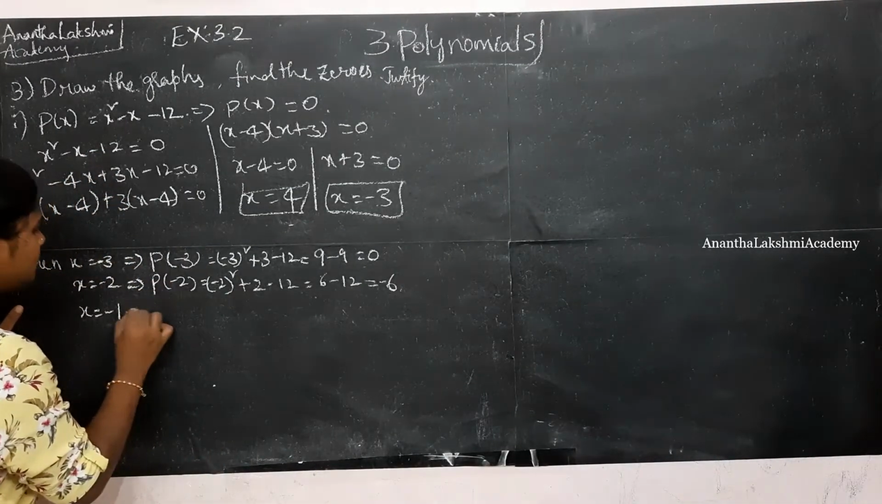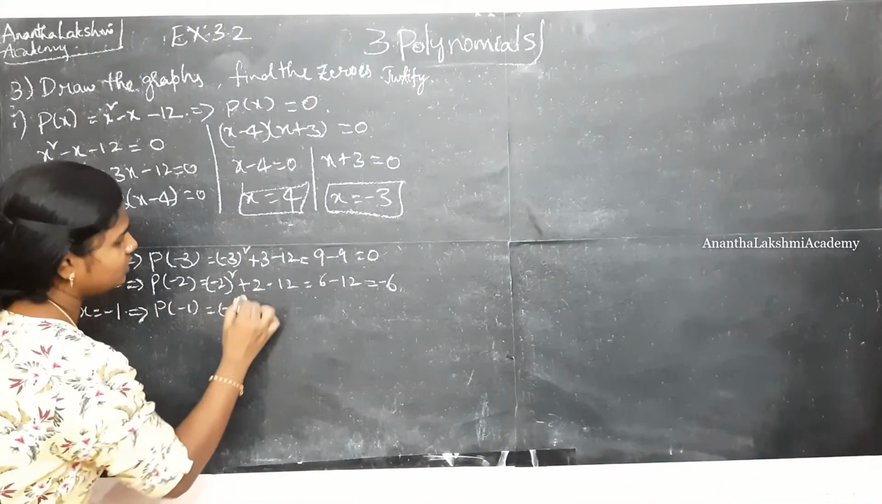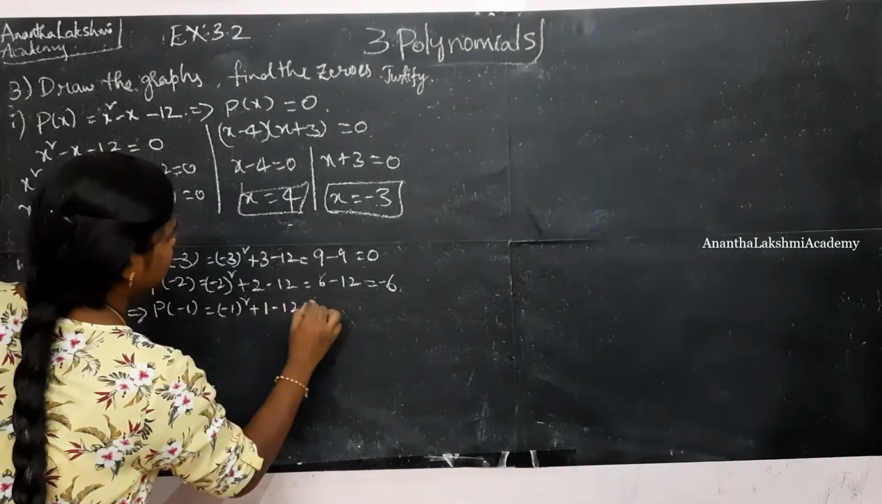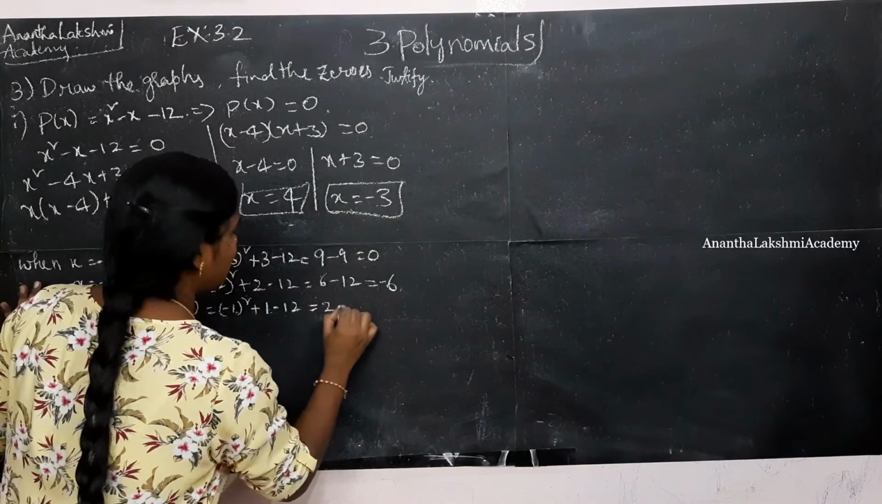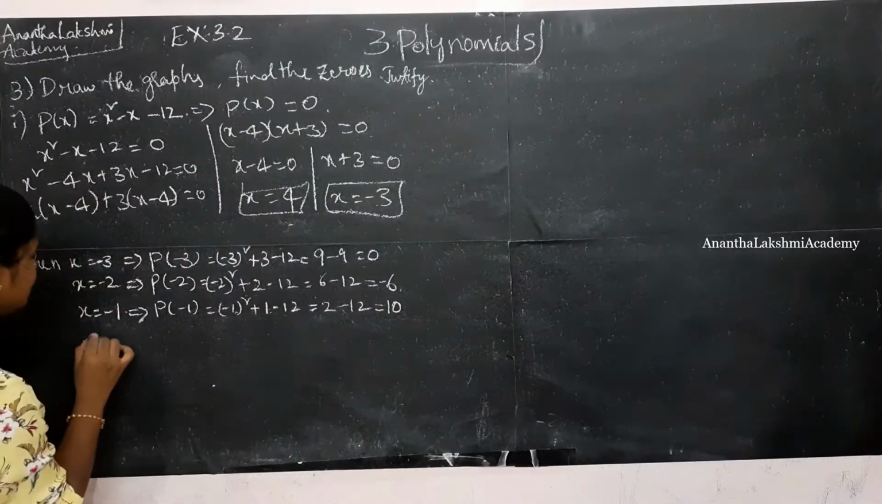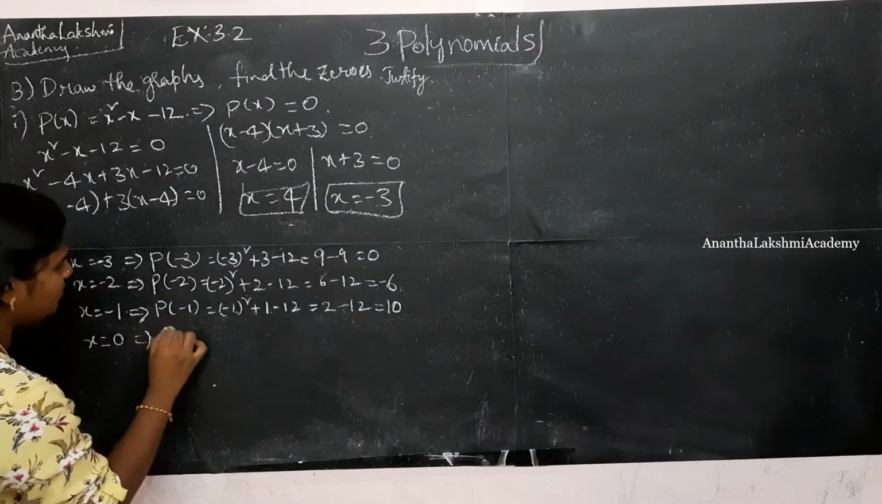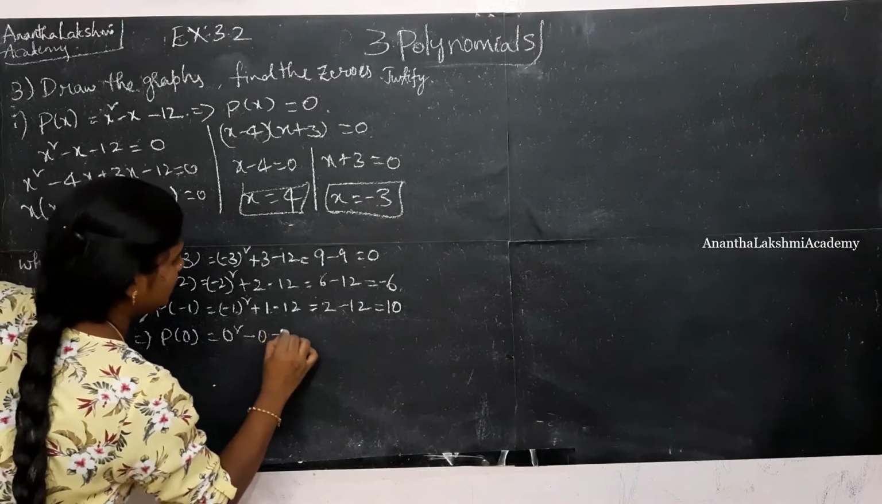Alright, so p of minus 1 is equal to minus 1 whole square plus 1 minus 12, which is equal to 1 plus 1, 2 minus 12 is minus 10. Alright, x is equal to 0. p of 0 is equal to 0 square minus 0 minus 12.